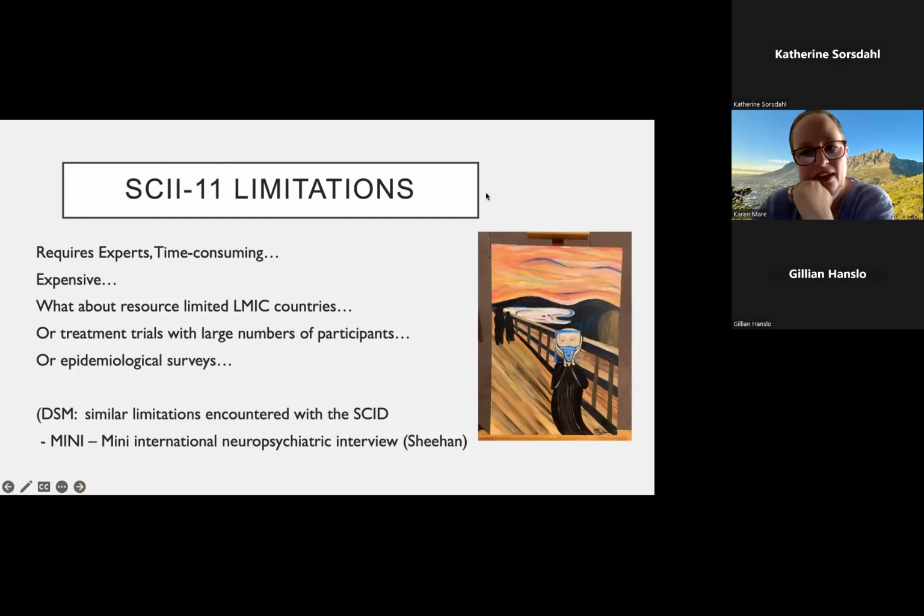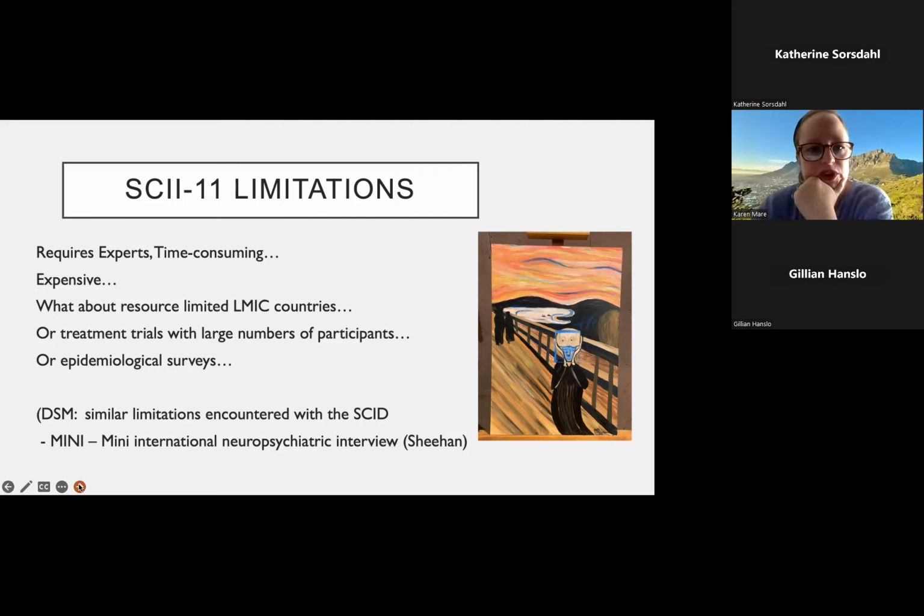But what happened? So I'm going to just leave that picture there. My trial was delayed, and also the editing took quite some time. And then we also had this thought that, well, the SCI-11 is going to be great, but like the SCID, it has certain limitations because it requires experts, it's time consuming, it's expensive. We don't have that much money, or we might want to do a large treatment trial or a large epidemiological survey.